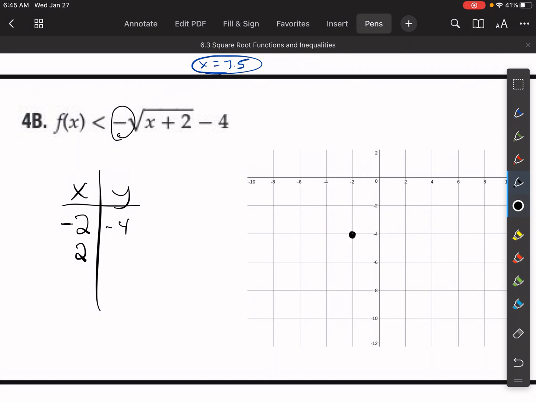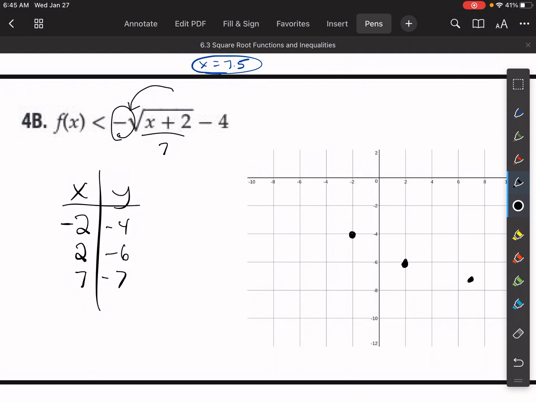let's look at that. Let's see if that's in our domain. It looks like it is. So 2 plus 2 is 4. Square root of 4 is 2, but then I have to apply the negative on the outside. So it's negative 2 minus 4, which is negative 6. So at 2, I'm at negative 6. The next perfect square would be if I plug a 7 in, I can get a 9 in there. So at 7, I have the square root of 9, which is 3. Negative 3 minus 4 is negative 7. So at 7, I'm at negative 7.